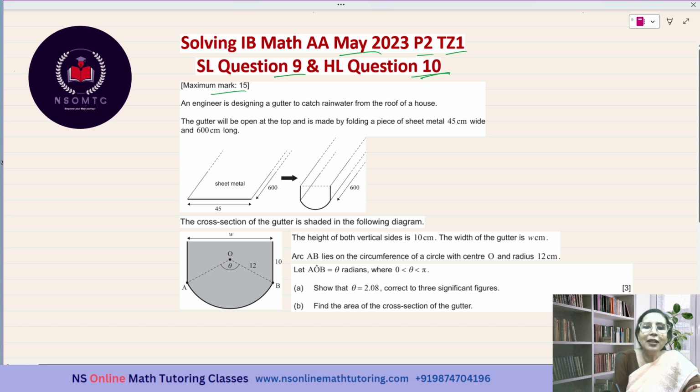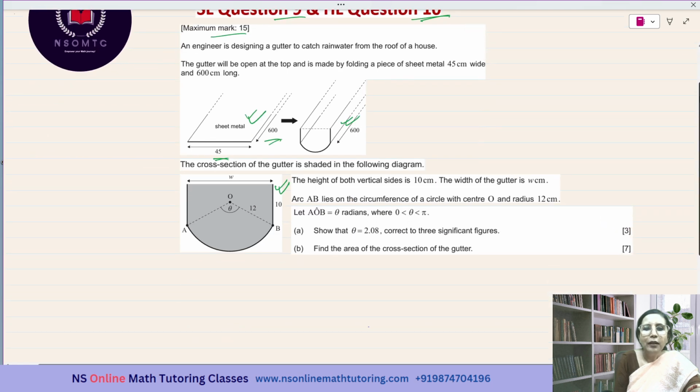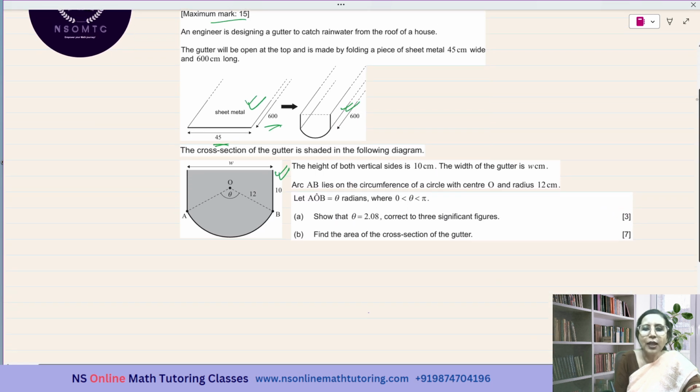It says an engineer is designing a gutter to catch rainwater from the roof of a house. The gutter will be open at the top and is made by folding a piece of sheet metal, 45 centimeters wide. This is the sheet metal, 45 centimeters wide and 600 centimeters long. And this is turned into the gutter of this shape. The cross section of the gutter is shaded in the following diagram. Of course, the diagrams are not drawn to scale.